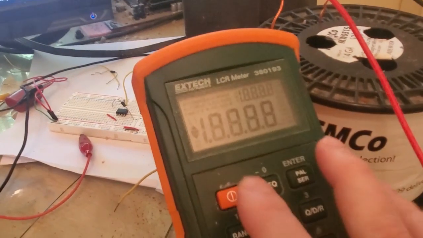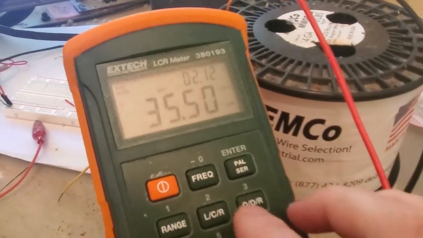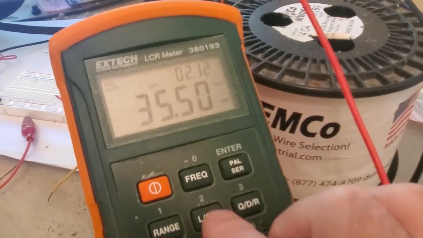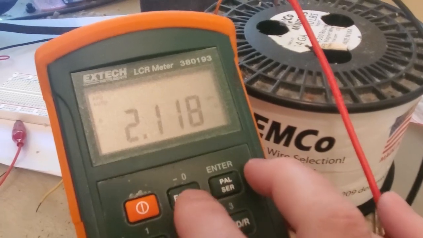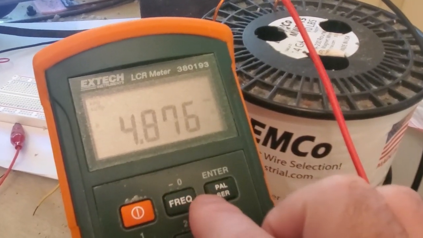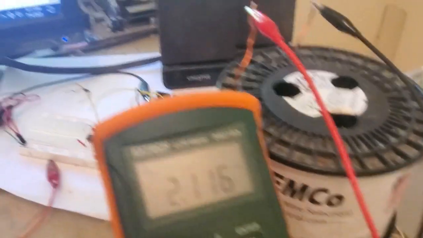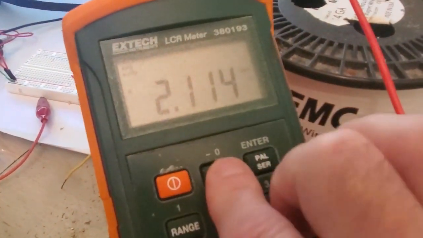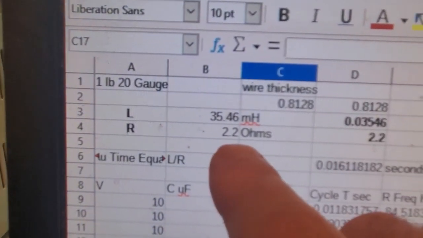You can measure the resistance with this, but it's better to measure it with a DVM, because if you measure with this, it gives you more places there, but look what happens when you change the frequency. So it's like, which is it? So I just go with what's on the digital voltmeter, which I think is bound to be more accurate. And so the resistance is 2.2.